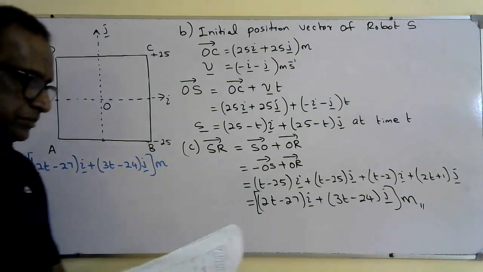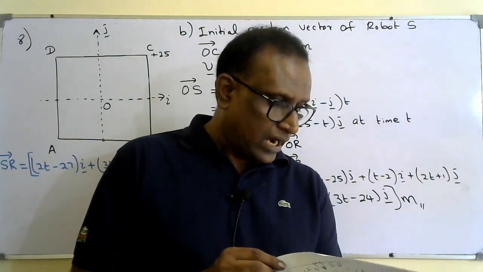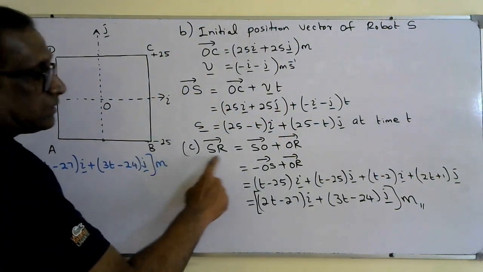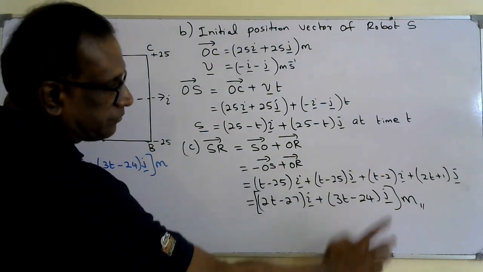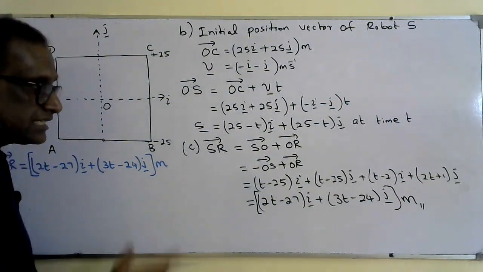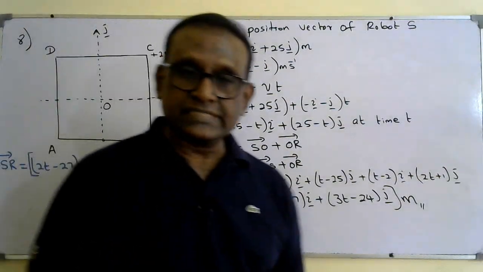Okay, so the last part: find the time when the distance between R and S is minimum. So we know the vector SR depends on time. Different times will give different vectors. The position vector of R relative to the position vector of S is going to change.